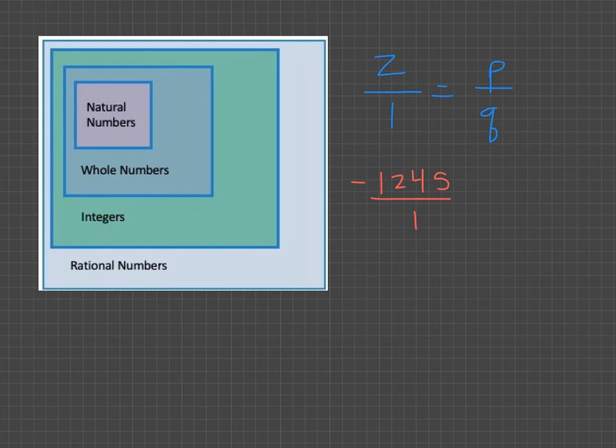Now, what about 0? So we said that q could not equal 0, but p can be 0. And if p is 0, q can be anything. It can be a 1, and that's 0 over 1 is equal to 0. 0 over -5 is equal to 0. 0 over anything, as long as it's not 0, is just equal to 0.